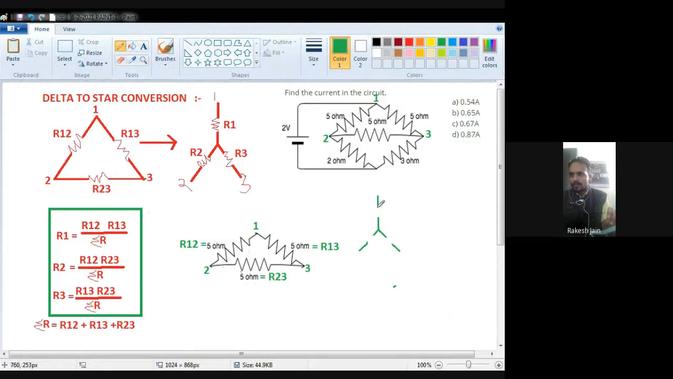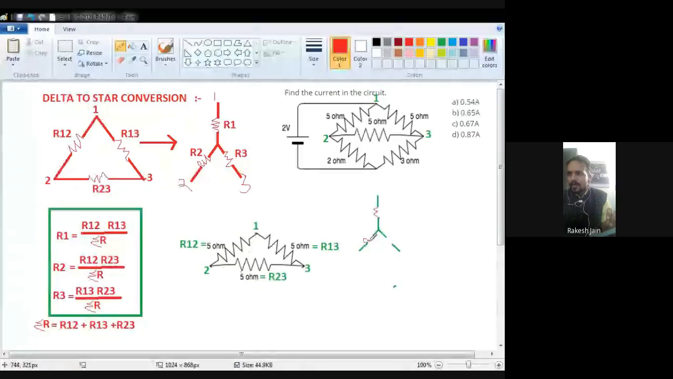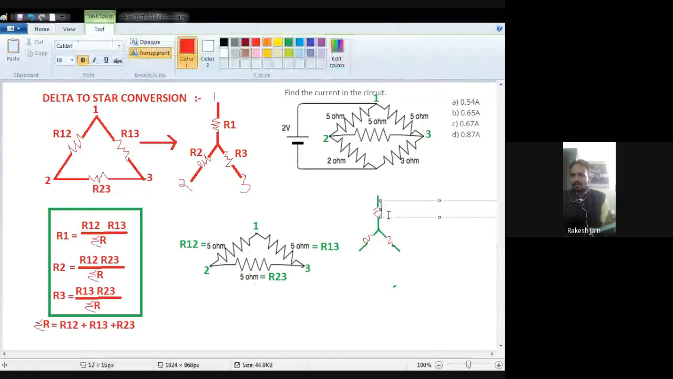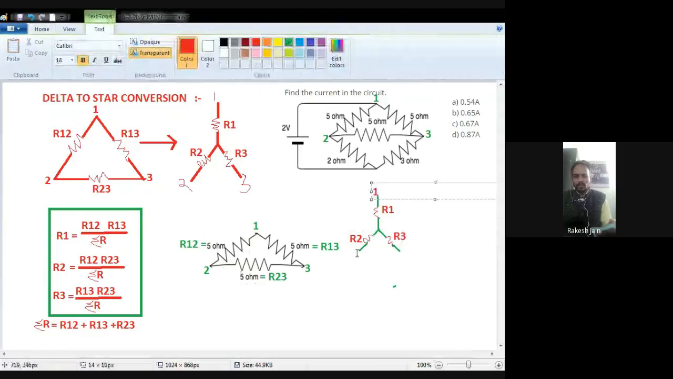Okay, so this is a star network and you have to find the values of the resistances present there. Now see, for this question, let it be your first resistance, let it be your second resistance and let it be your third resistance. Definitely, this one is your R1, this one will be your R2 and this one will be your R3.